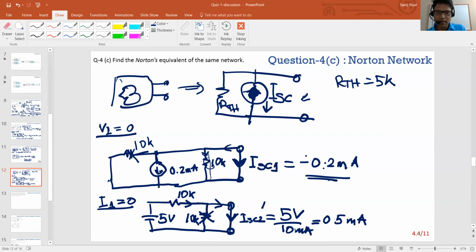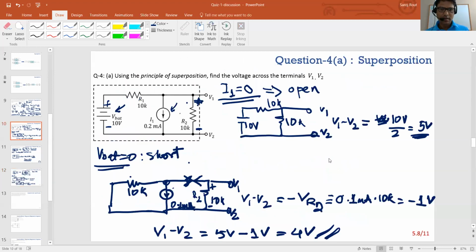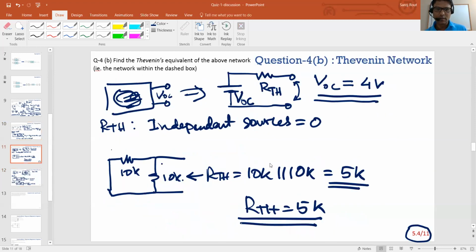I'm sorry, I think was this a 5 volt or 10 volts once again? Oh, sorry, this was 10 volts.